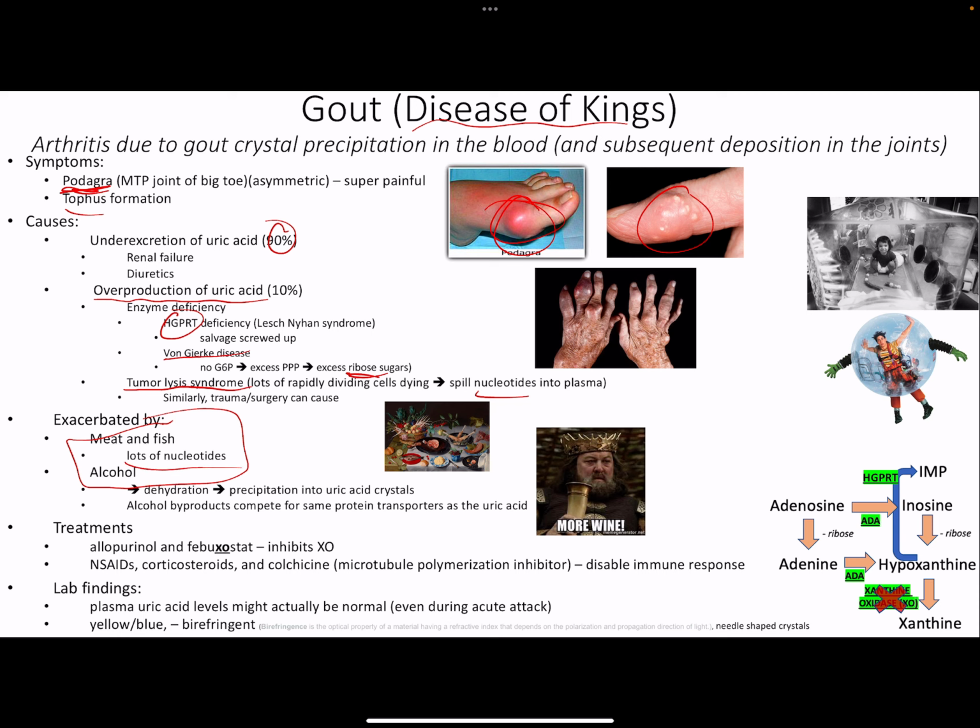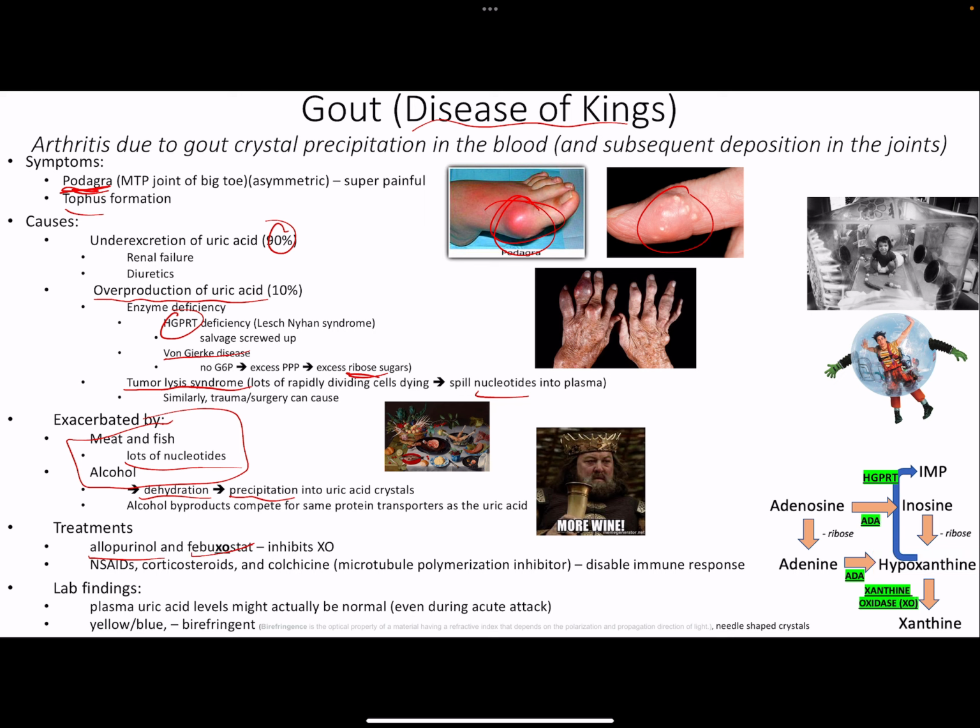Boom. Alcohol, dehydration. If you dehydrate, you're going to have less fluid in your blood, which means however much uric acid you have, the concentration is now higher. And if the concentration is higher, it's more likely to precipitate and deposit. Also, alcohol is going to compete for the same transporter that is going to help secrete uric acid into the urine. Treatments, allopurinol and febuxostat.